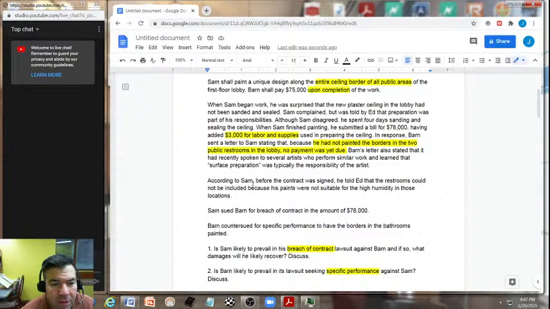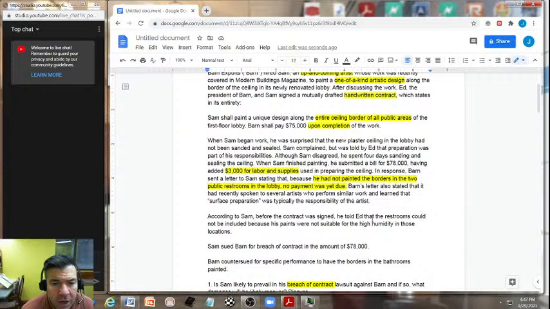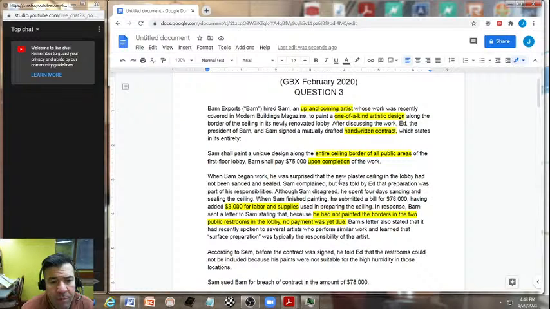in the event that Sam has conferred to Barn a benefit, and has Sam conferred to Barn a benefit? Well, let's take a look here. Beginning work, we know that he began work, so there is some form of a benefit. According to Sam, before the contract, he told Sam they're not suitable for hire. So it pretty much indicates to me that Sam has conferred to Barn a benefit in some form concerning the painting of the entire public area, including the lobby, and including that $3,000 for labor and supplies.